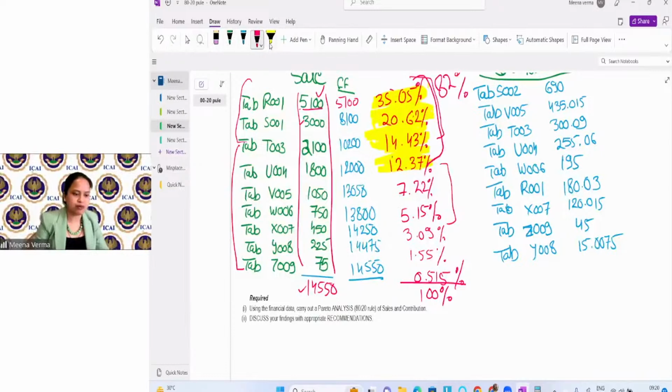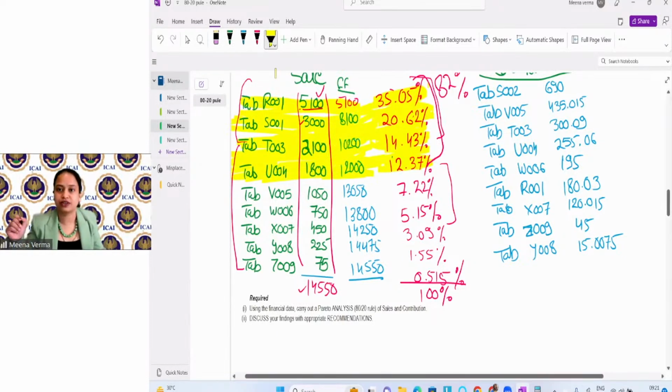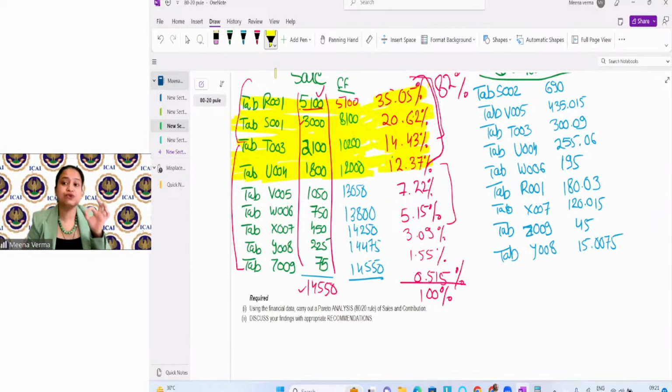So you can see the company is having most of their sale. The company is selling different models of the tablets, but most of the revenue the company is deriving from these 4 products. So out of all the 9 products, the company is deriving most of their sale from these 4 tablets. Now the question comes here, does the contribution of the profit follow the same pattern?